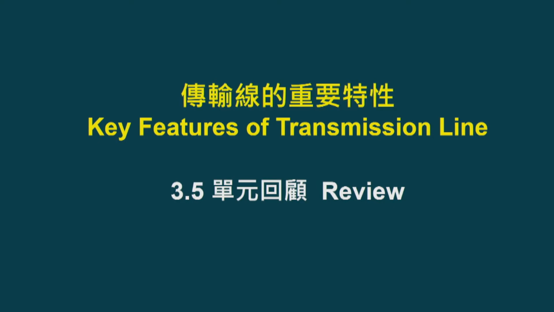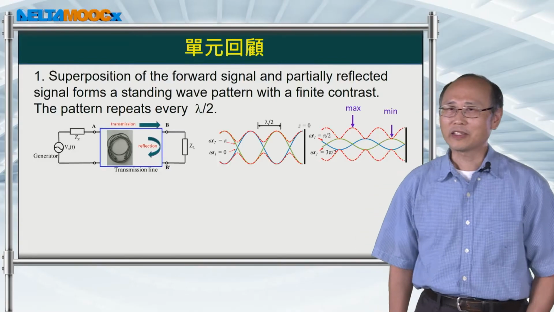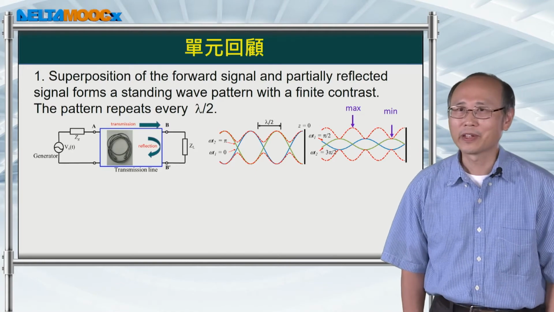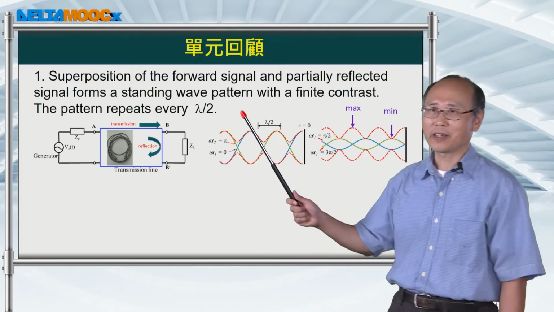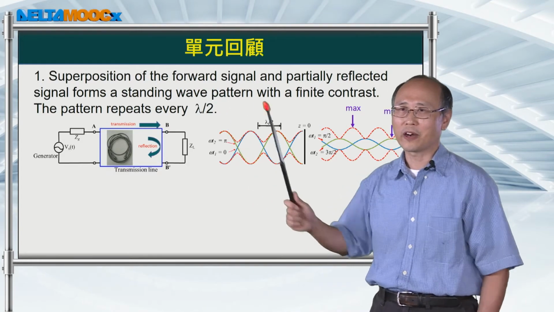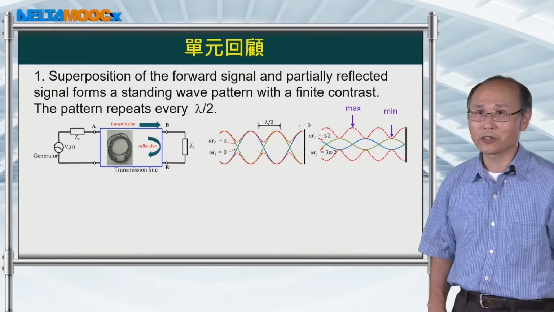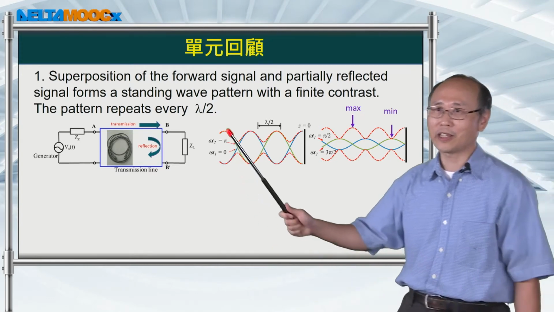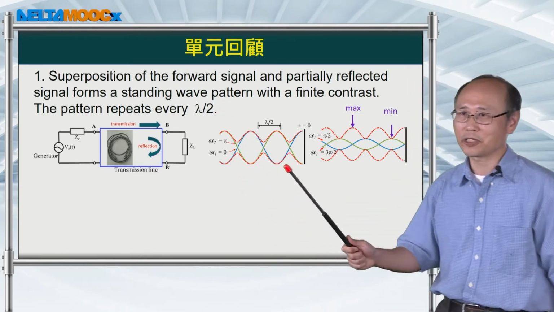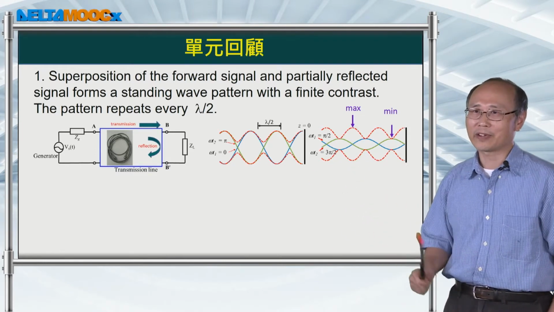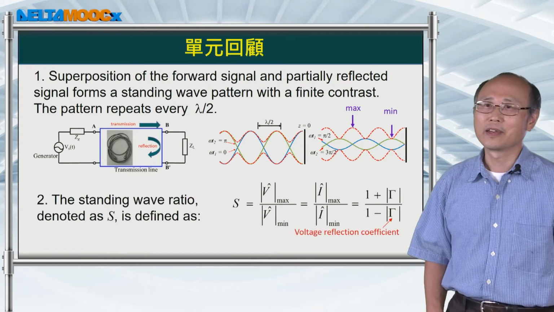I want to summarize this lecture. In this lecture, we talk a lot about standing waves. Basically, I tell you that the superposition of the forward and partially reflected signal from the line will form a standing wave pattern on the transmission line. And this pattern repeats itself every half wavelength.